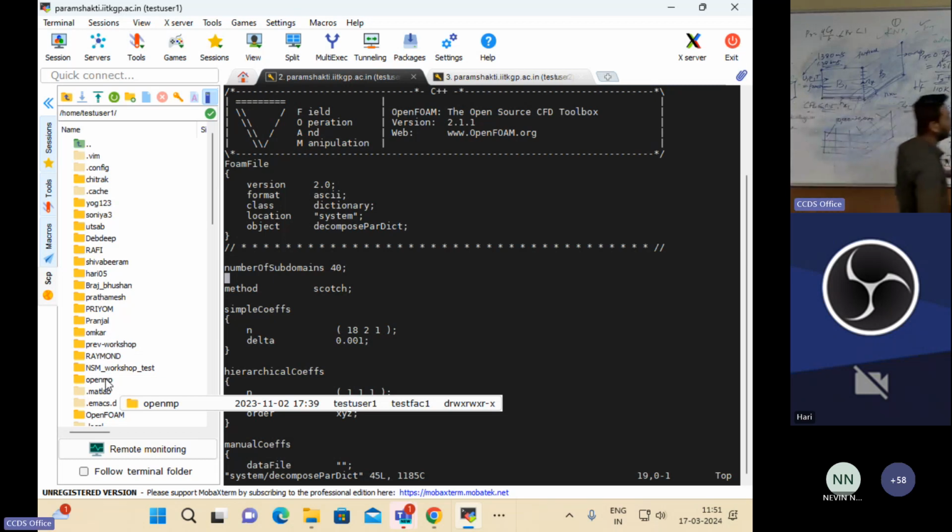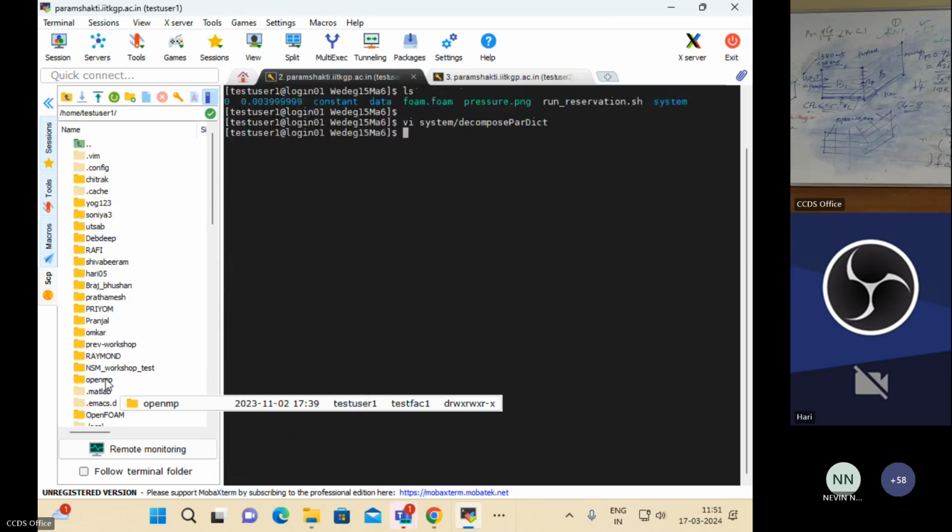So with that number, 40 is over specified over here. I'll just put 4. And after setting this file, I'll run decomposePar.